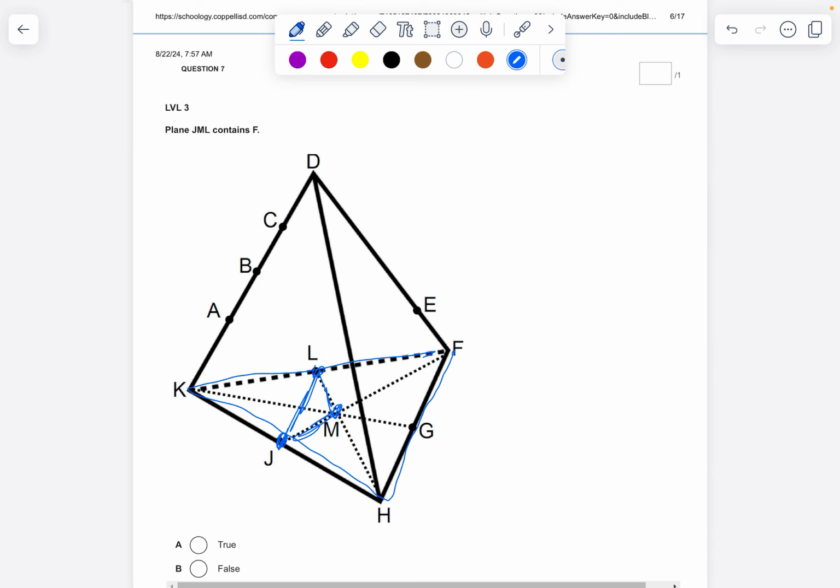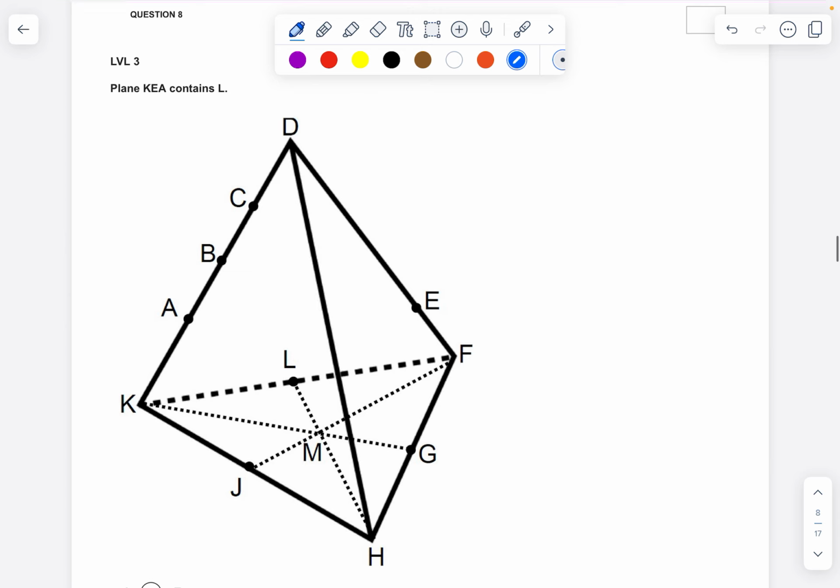Well, is F on the bottom? Yes, true. F is on the bottom. Now, if it had said A, B, C, D, or E, all of those are above the bottom. None of those are on the bottom with J, M, and L. So you have to be able to picture the fact that these are on the bottom together, and all the other points on the bottom are on a single flat surface together. F is on the bottom, so the answer is true.